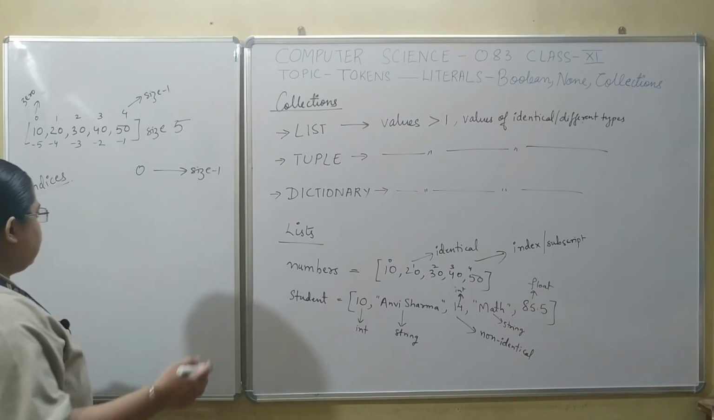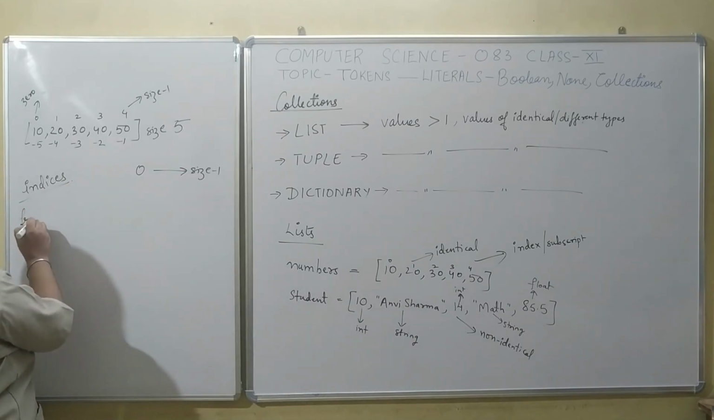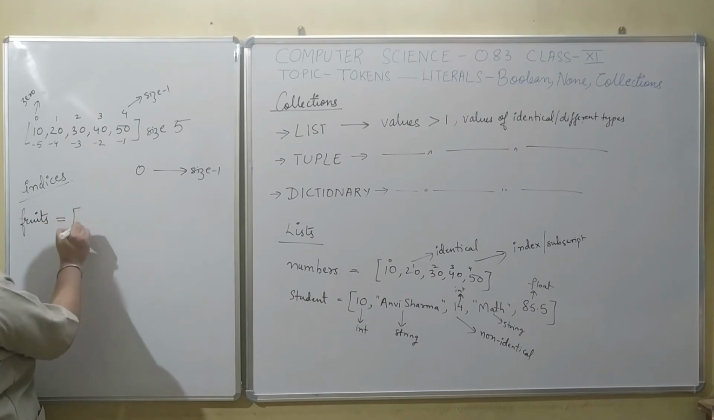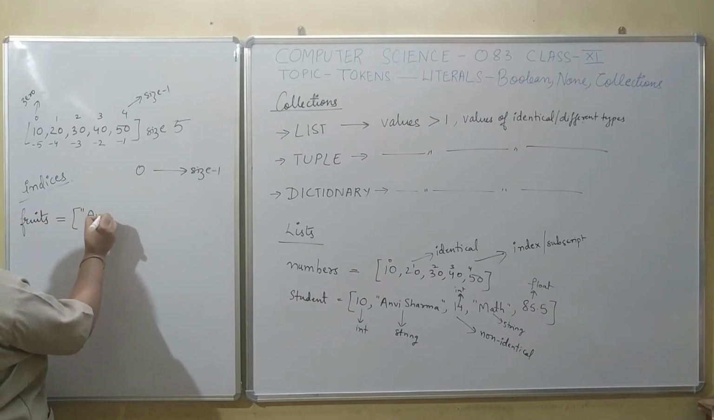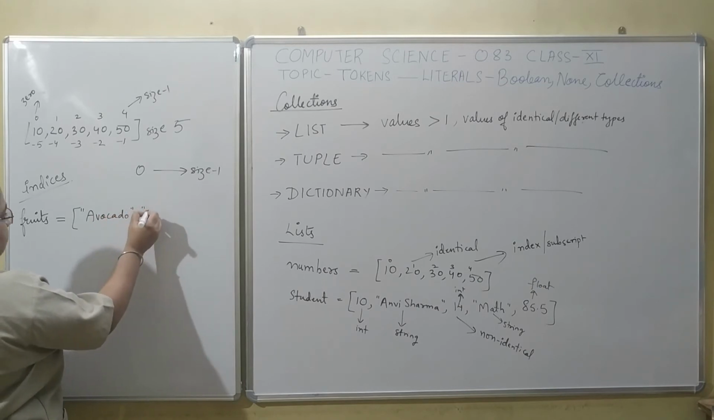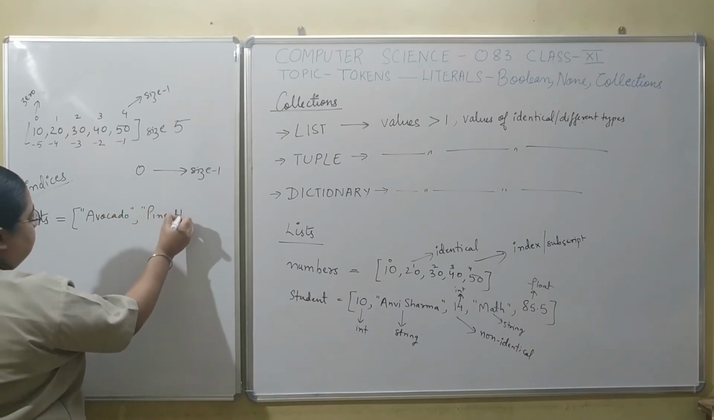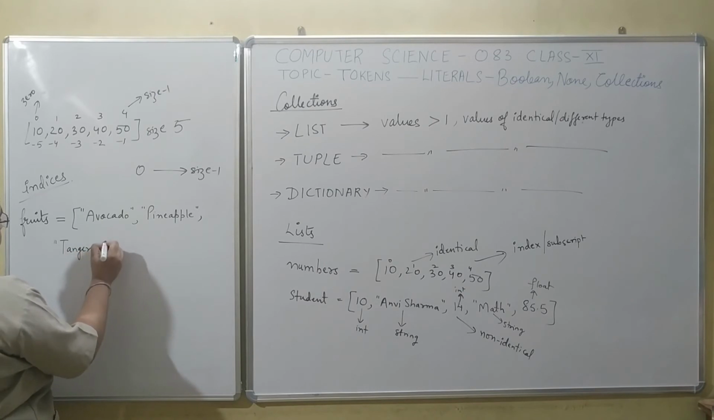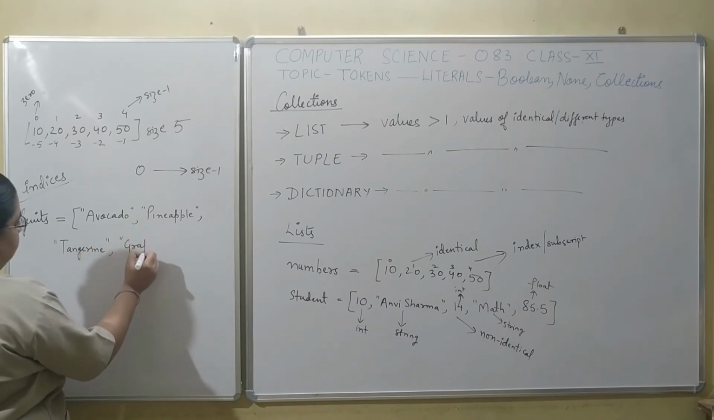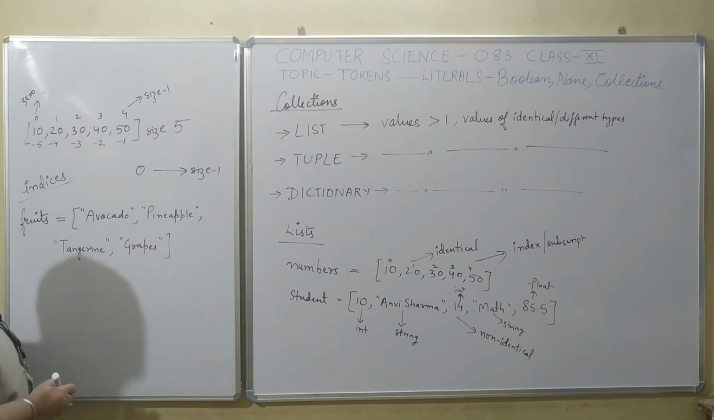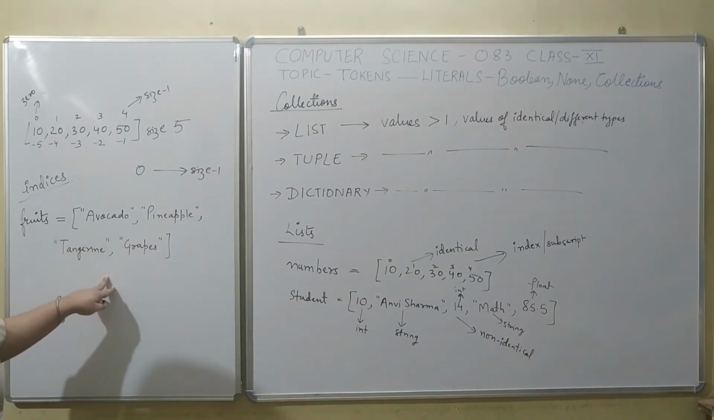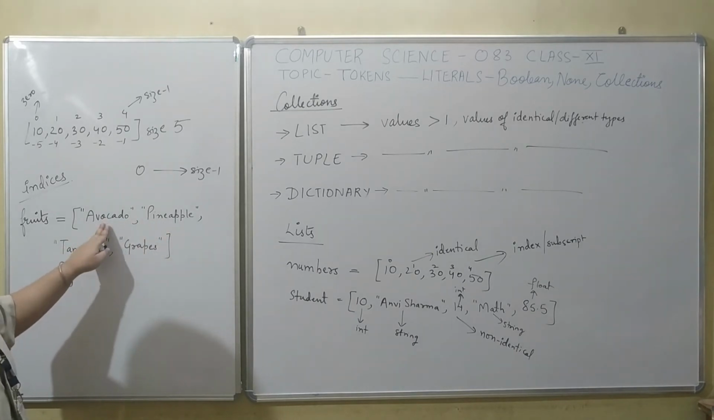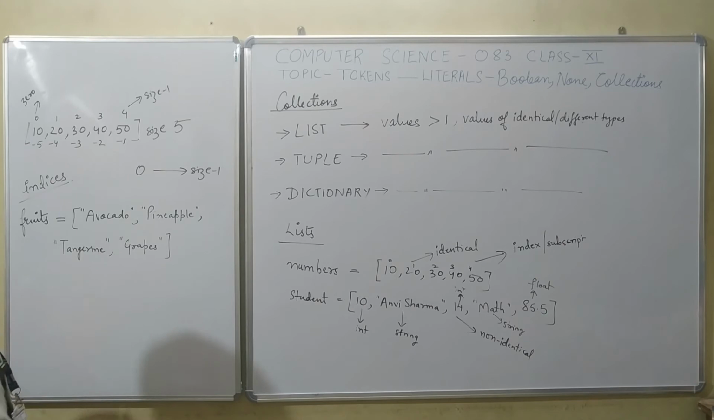Likewise, you can create a list of all strings also. Like if I suppose create a list named fruits. So you can see this is a small list consisting of 4 items. You can see them: avocado, pineapple, tangerine and grapes.